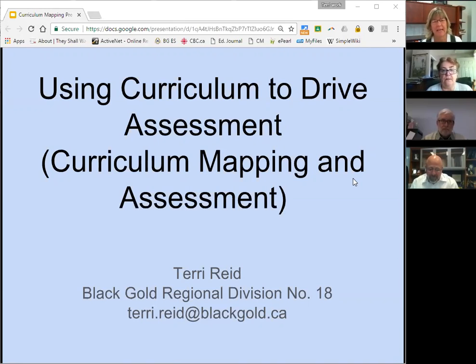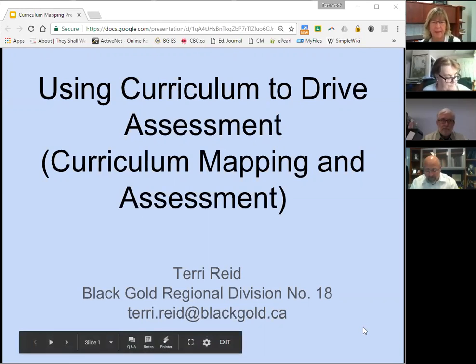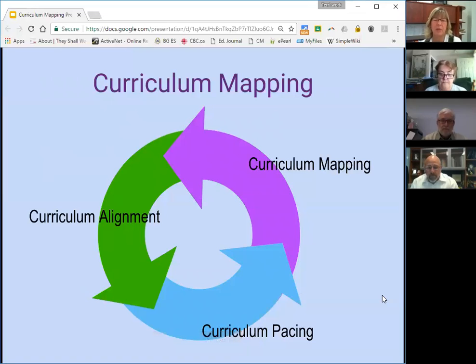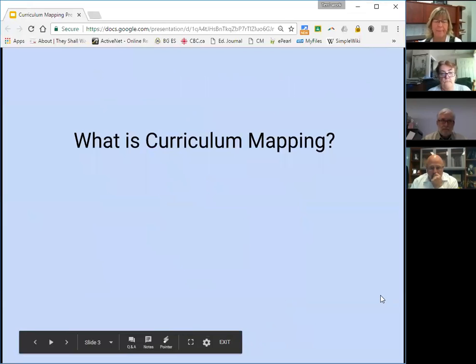My objective for today is to introduce curriculum mapping, explain exactly what it is and how it works, talk a little bit about how we've used it to improve our assessment practices within Black Gold, and the impact that it's having on teaching practice and on student achievement as a result of a change in teaching practice. So really, curriculum mapping is a process through which we take curriculum alignment, curriculum pacing, and the mapping, and we put it all together into one really iterative cycle that we work on consistently.